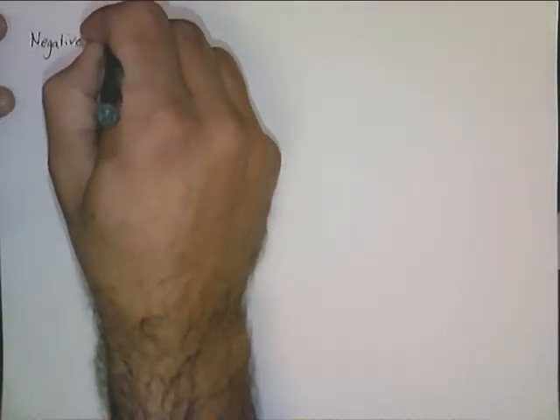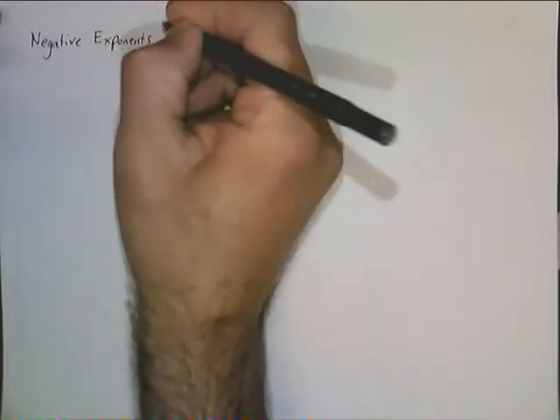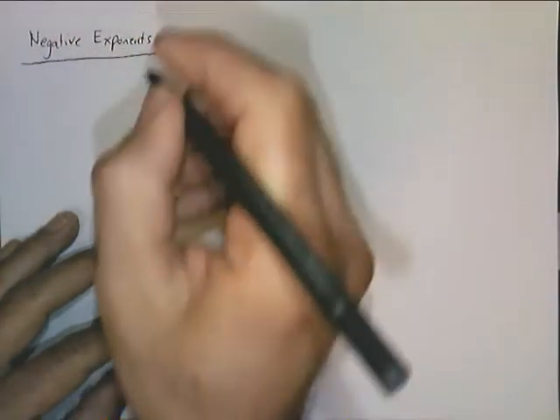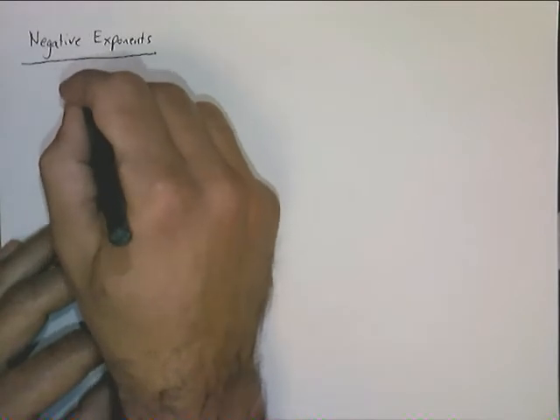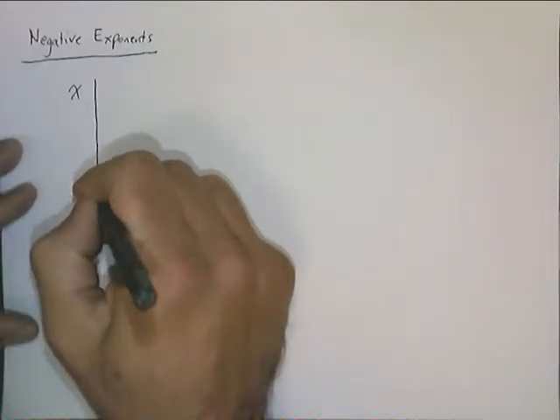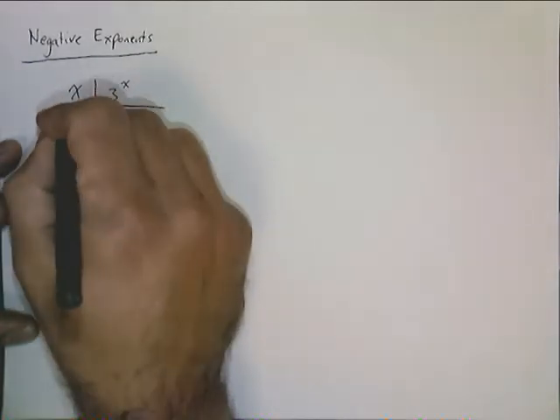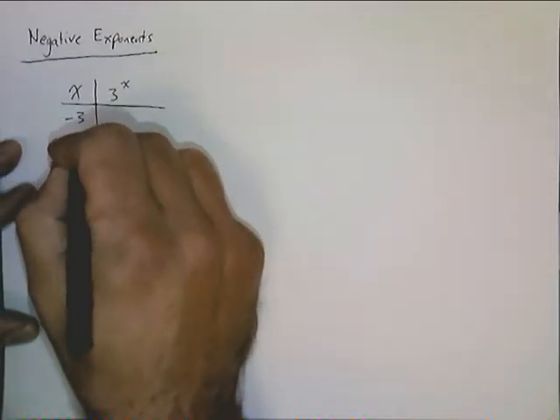But what about negative numbers? We need to know how to deal with those as well. And actually, that's not too hard either. We just take that same table and extend it a little bit more, maybe down to negative 3.